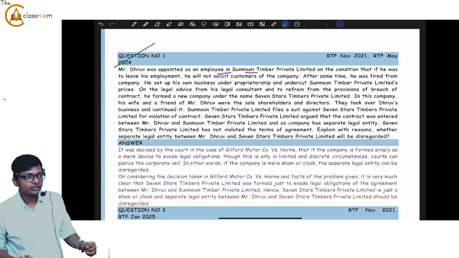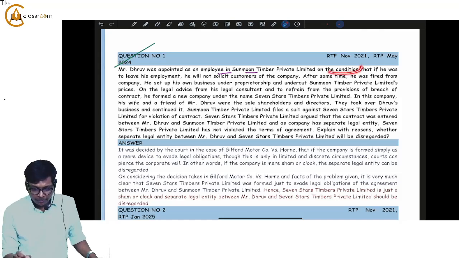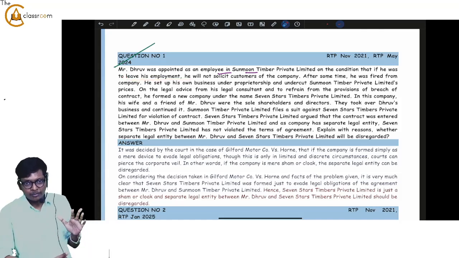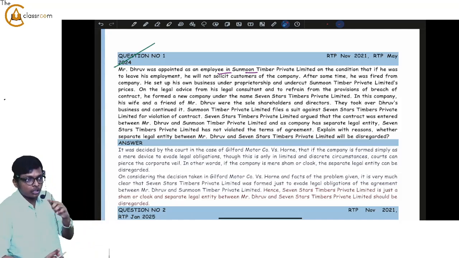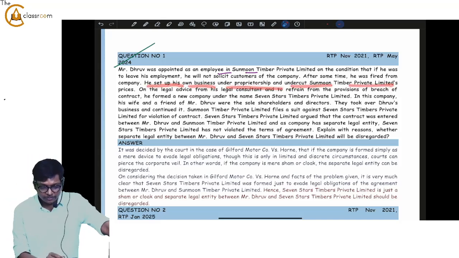What is wrong in that? Normally you can do it. But what was the condition when he joined? He will not solicit after he leaves. See, normally anybody can go and start a competing business. There is no problem in that. But when he joined, he joined under a condition: if you leave in future, you will not solicit our clients. He set up his own business under proprietorship and undercut Sun Moon Private Limited's price.